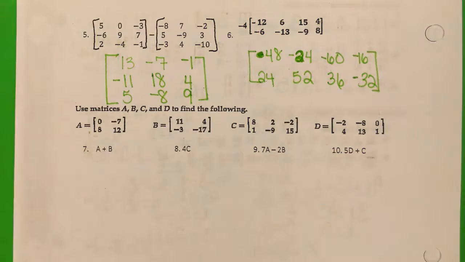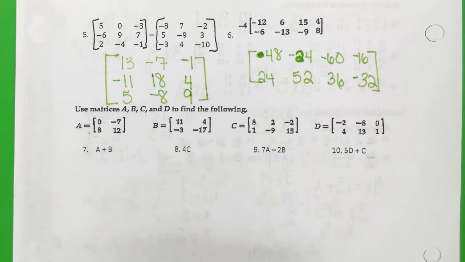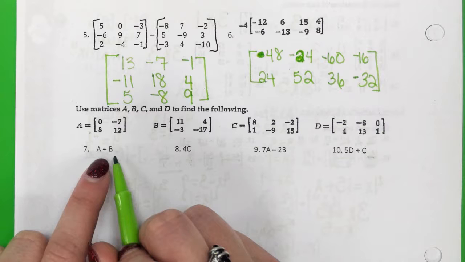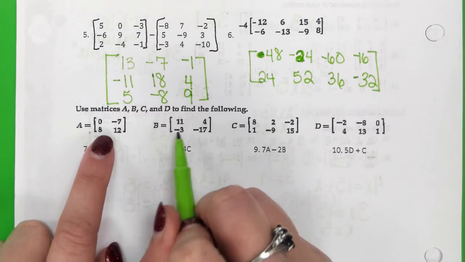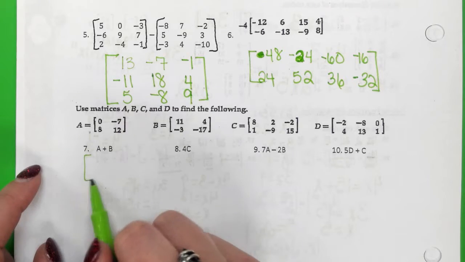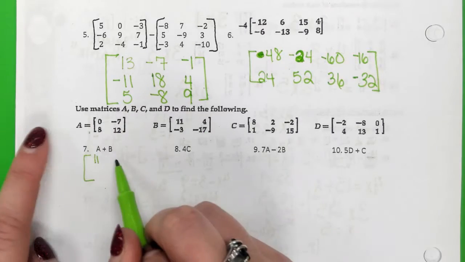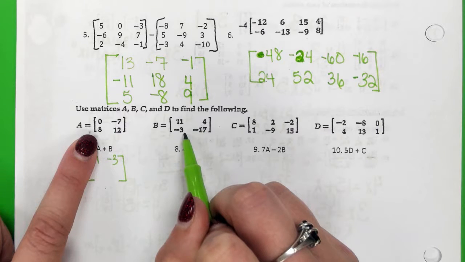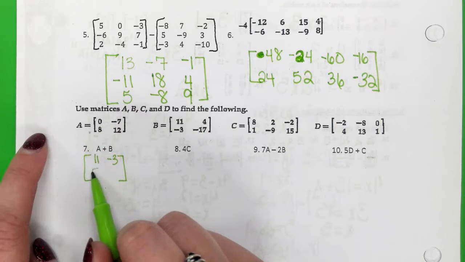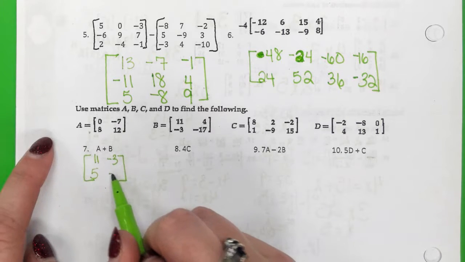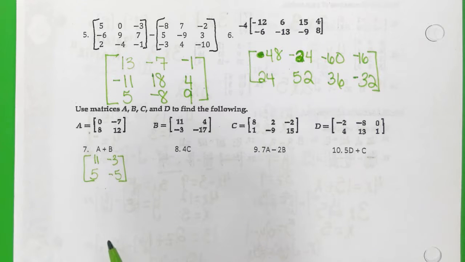Okay. Let's try to finish these last ones up real quick, in a few minutes. And then I'll let y'all work on your homework. Here we go. Number 7. What does it want us to do? Add A and B. So add them together. What do you get? 11. 3. Negative 3. That's positive 5. And then negative 5. Very good. Is anybody lost?